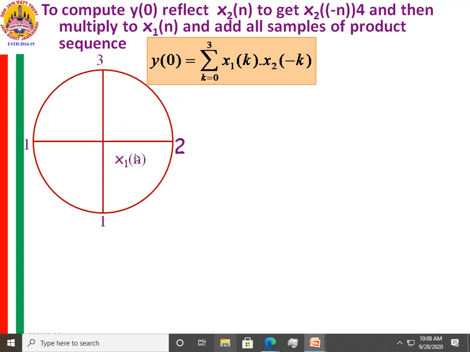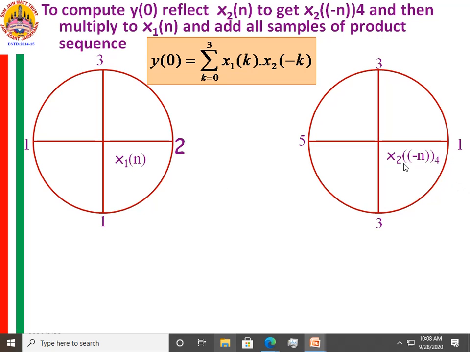Now this x1 of k, you can visualize this n is replaced with k, you can consider this as x1 of k. And here you should have x2 of minus k. Now how should you plot x2 of minus k? In this case of x2 of k, if you reflect also, you will get the same samples, because here this is also 3 and this sample is also 3. Simply, instead of plotting the sequence in the anti-clockwise direction, you can plot the sequence in the clockwise direction and you get x2 of minus k.